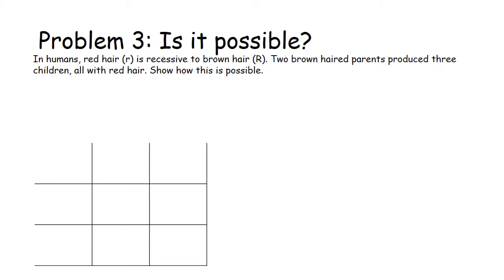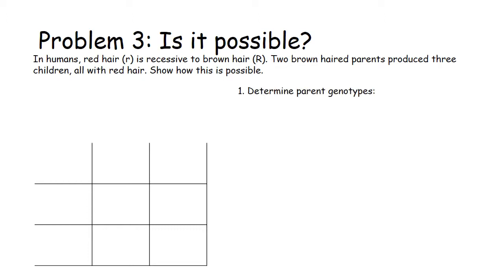Now in this instance, in humans, red hair, little r, is recessive to brown hair, capital R. Two brown-haired parents produce three children, all with red hair. Show how this is possible. Now here, it's a bit different. It says it's certainly possible, but you have to explain it. This is probably one of the trickier questions you're going to get, because it asks you to make certain logical leaps on your own.